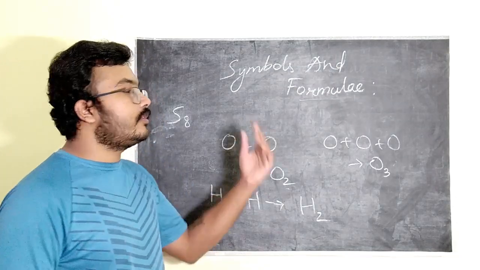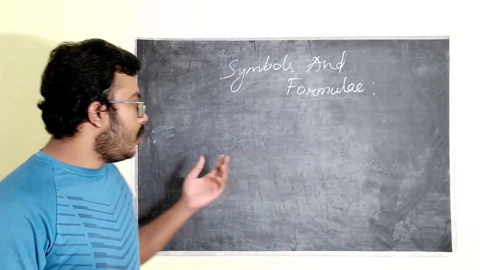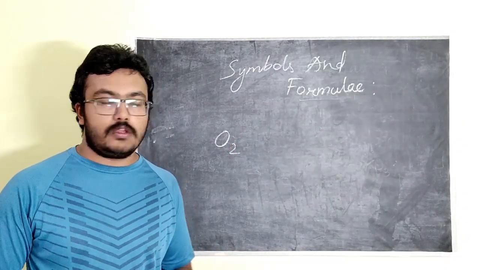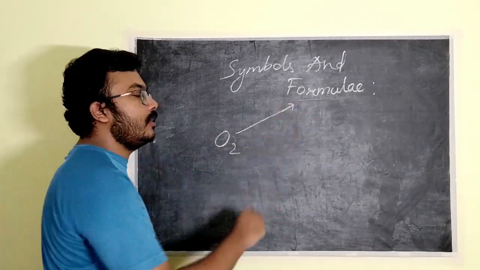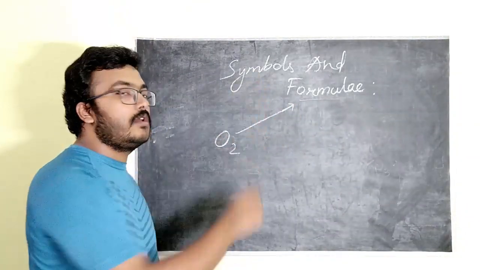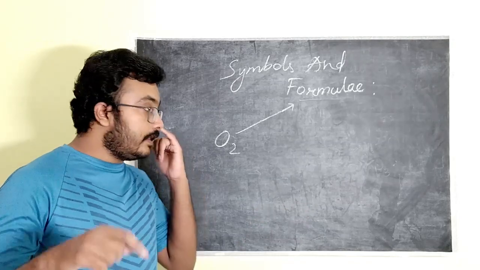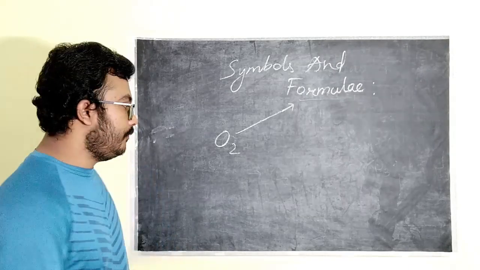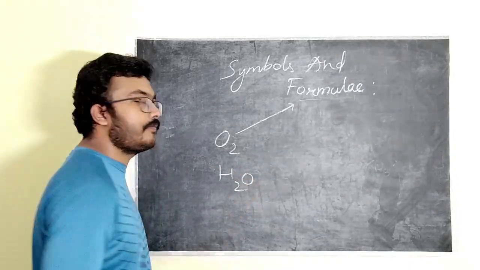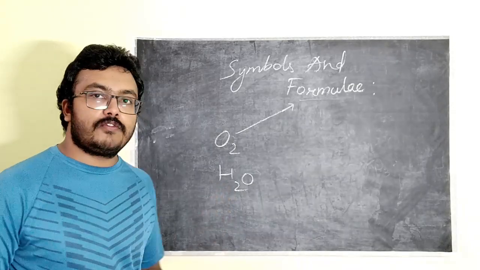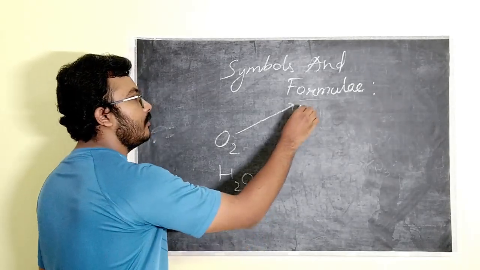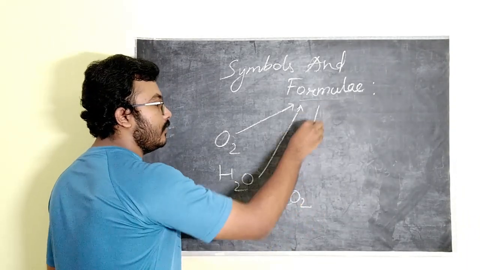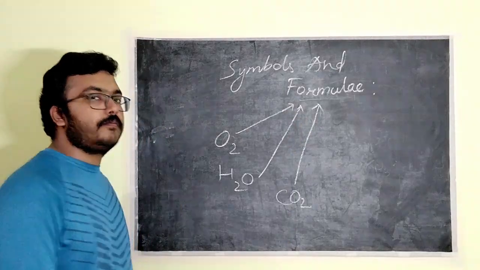Now go into the formula. Like we discussed, O2 represents the molecule of oxygen, and this comes under the concept called formula, not symbols. The same way when you talk about water, H2O, this is not called a symbol for water, it is called the formula. Next, when we talk about carbon dioxide, it comes under the concept called formula.